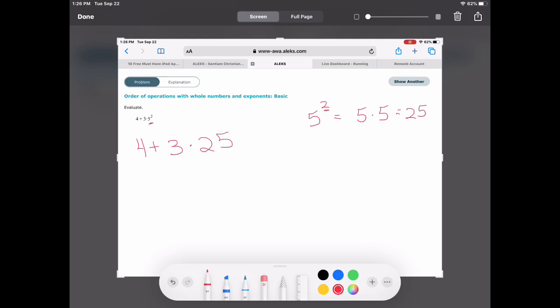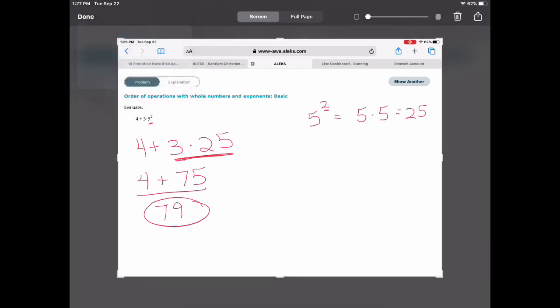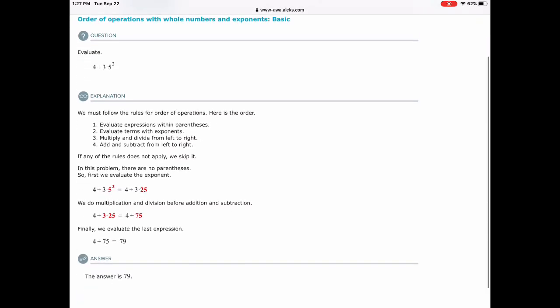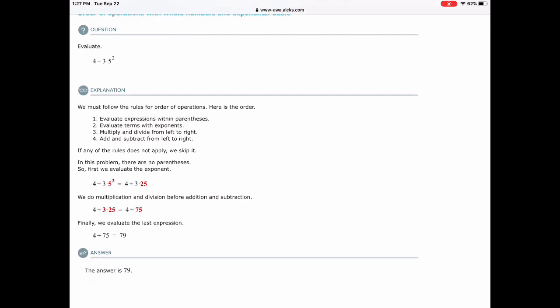Alright, so we're done with the exponents and we can go to multiplication. 3 times 25 is like 3 quarters, which is 75 cents. And 4 plus 75 is 79. There you go. And here's a nice list of rules right here.